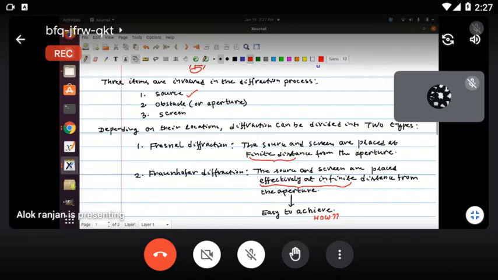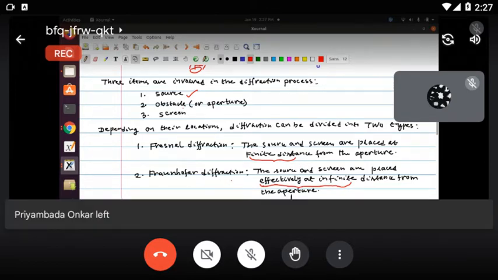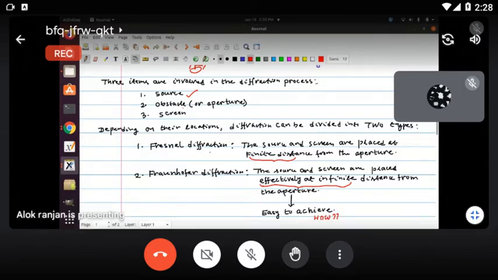And then you might ask, since the source and screen are at finite distance in Fresnel diffraction, it should be much easier to control the Fresnel class of diffraction rather than Fraunhofer diffraction. But the truth is the reverse. The Fraunhofer class of diffraction is easier to obtain compared to Fresnel diffraction, due to the effectively infinite distance being easy to achieve. Then the question is how.